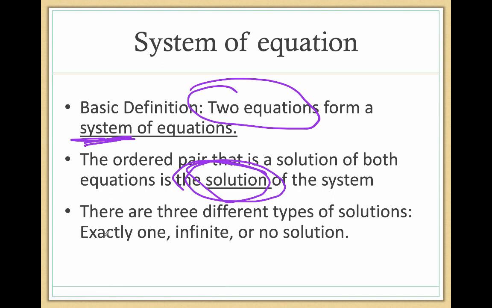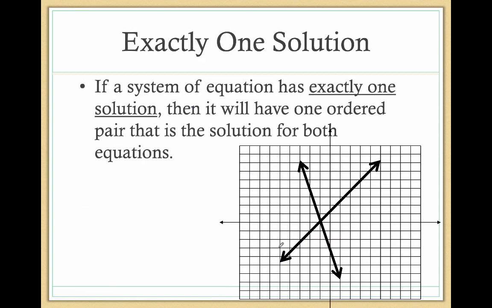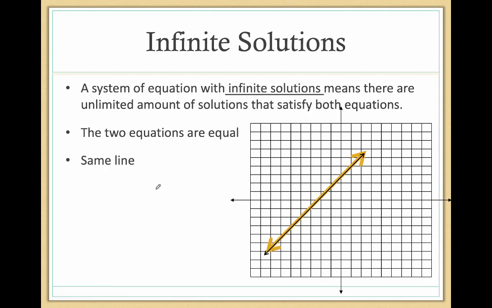There are three different types of solutions. You can have one, which is an ordered pair. You can have an infinite number of solutions, or you could have no solution. So as we examine those things, if we have a point of intersection, we have one solution. It's one ordered pair that is a solution to both. In this case, it looks like it's 0, 0. That's not very fun. If we have an infinite number of solutions, that means that there are an unlimited number.